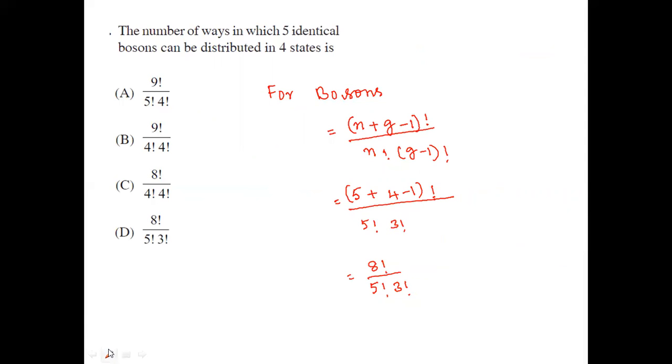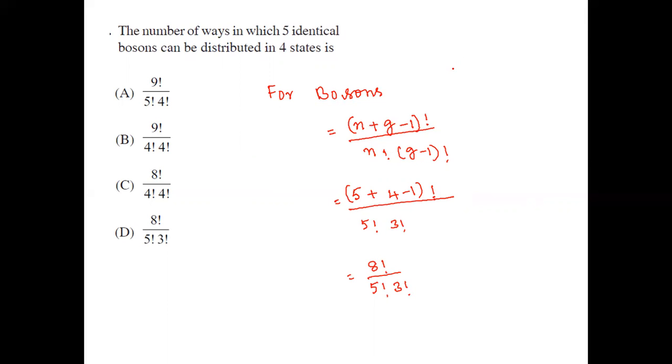So in the next problem, the number of ways in which 5 identical bosons can be distributed in 4 states is asked. For bosons, this is the expression for finding the number of microstates: n plus g minus 1 factorial by n factorial into g minus 1 factorial.